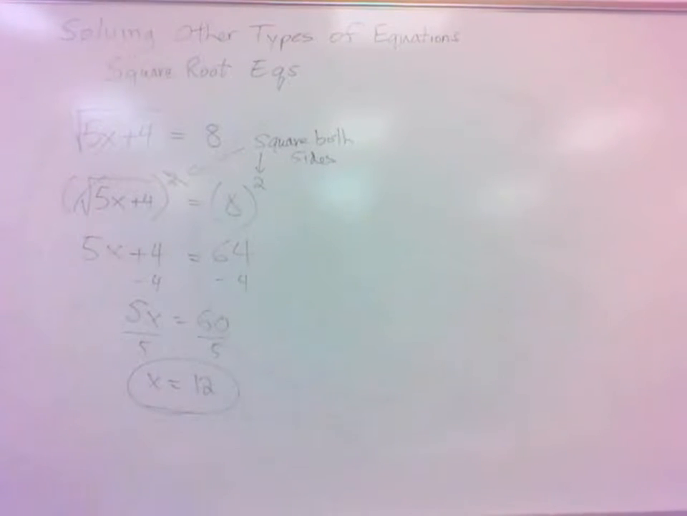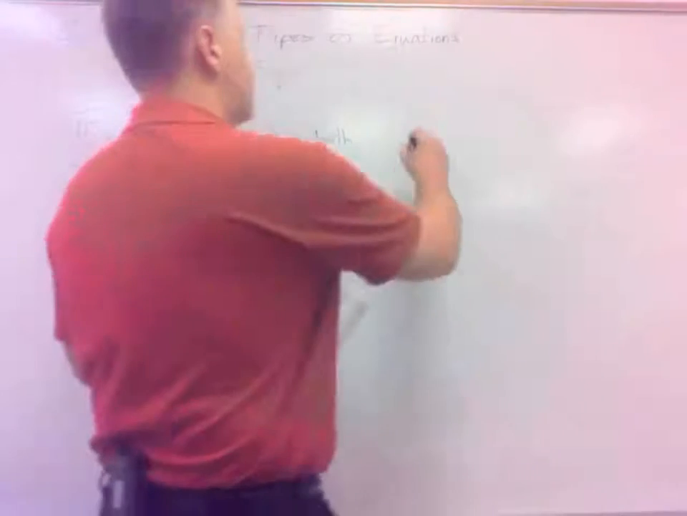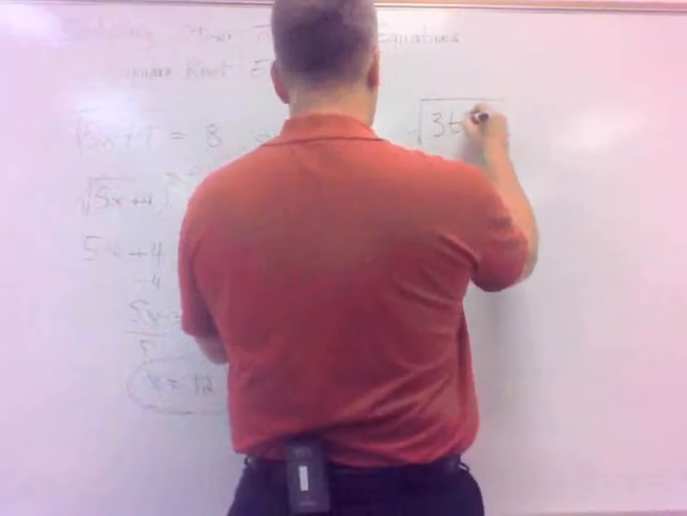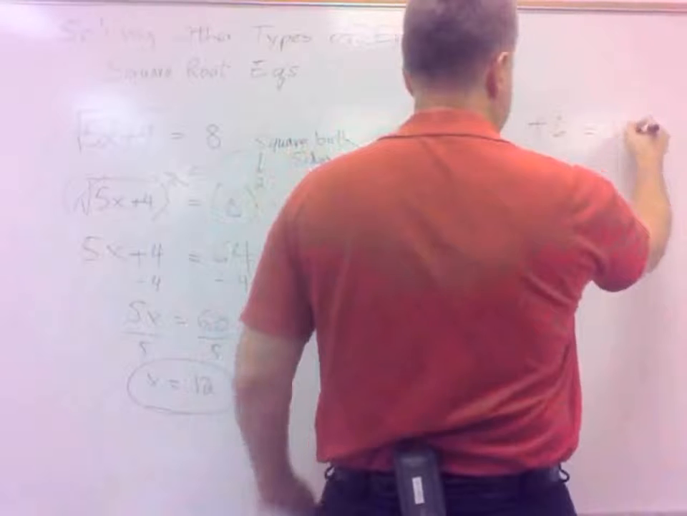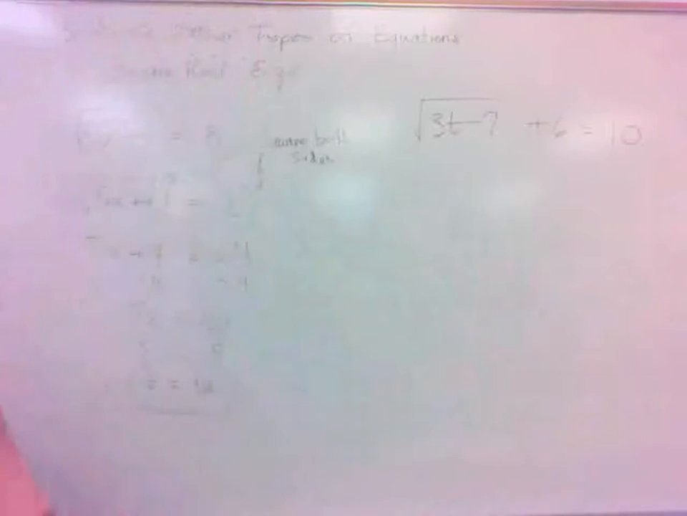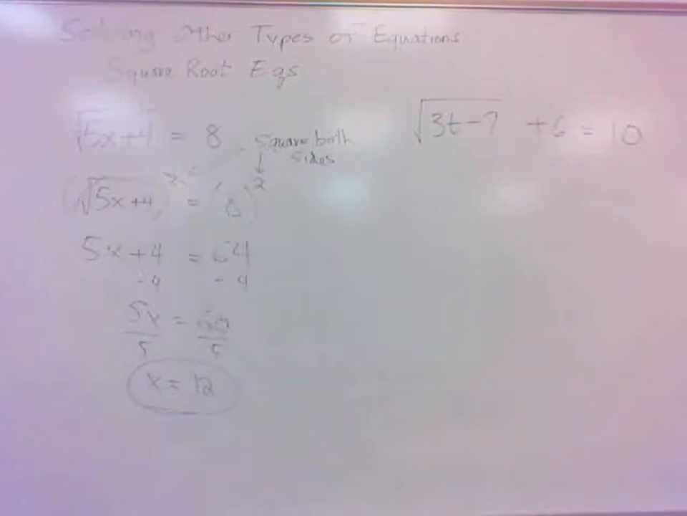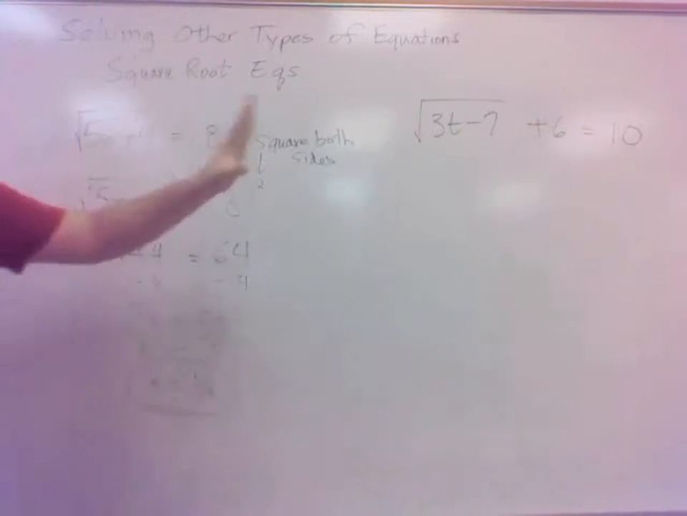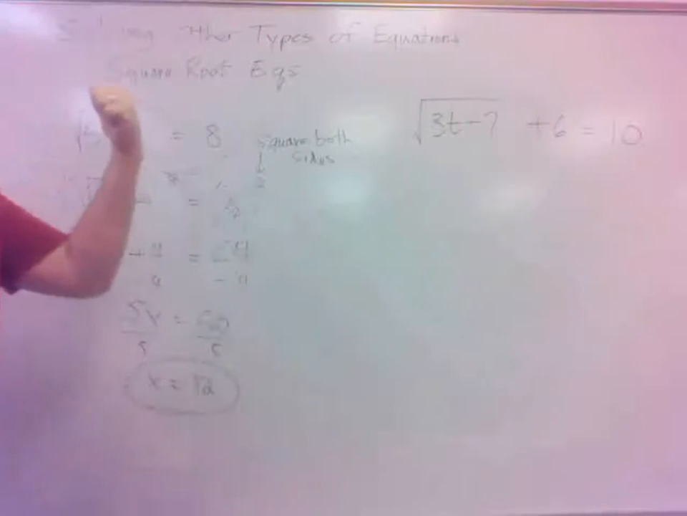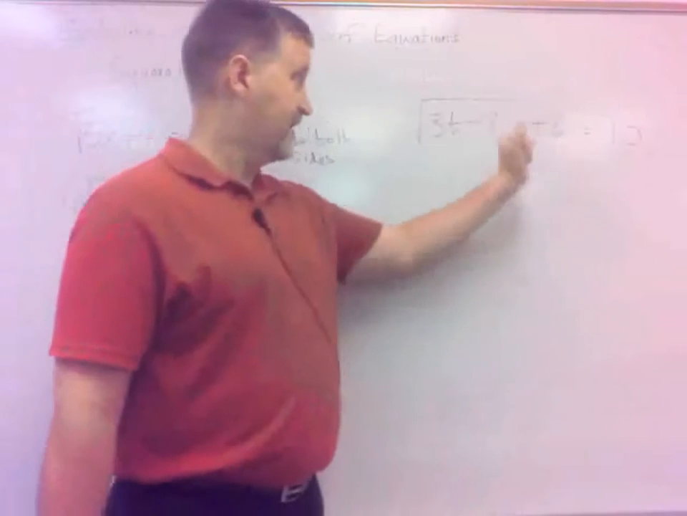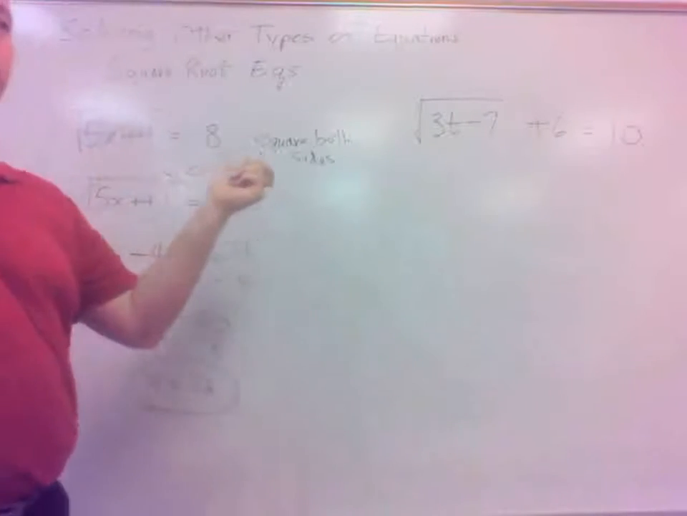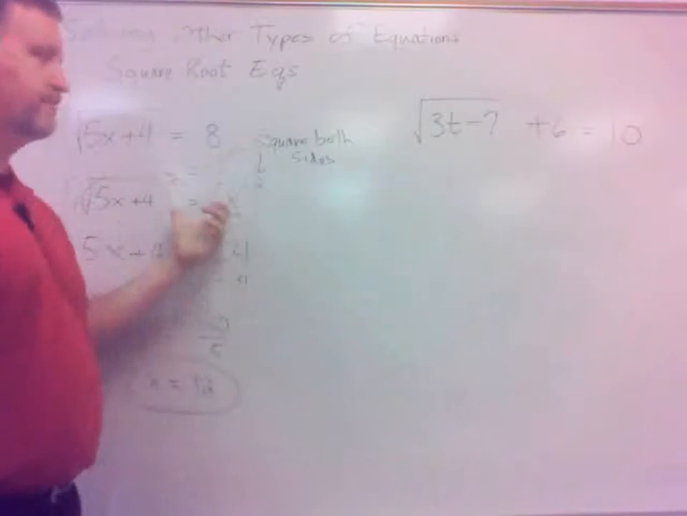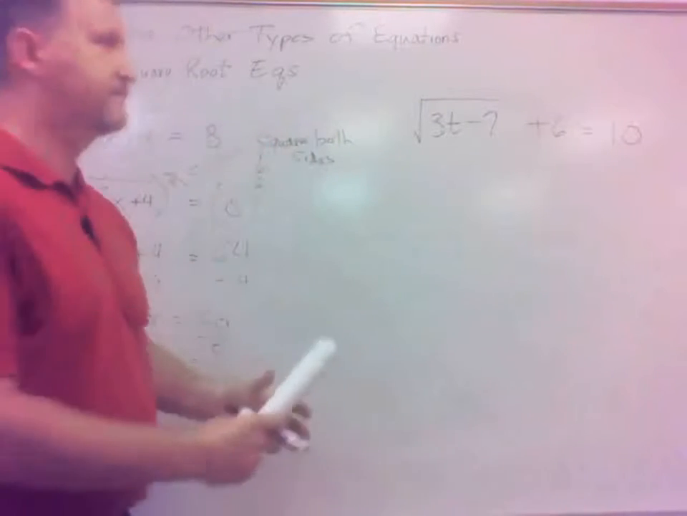Okay? All right, so here's another one. Square root of 3t minus 7 plus 6 equals 10. Well, the catch on this one is, this one's not quite like that one. What's the difference? The 6, yeah. I've got the square root plus 6 on this side, whereas this one had the square root by itself. Well, the deal is, on squaring both sides, you need the square root by itself.